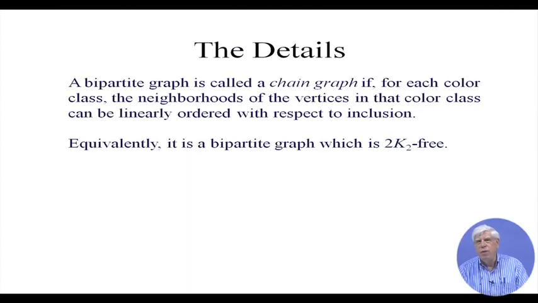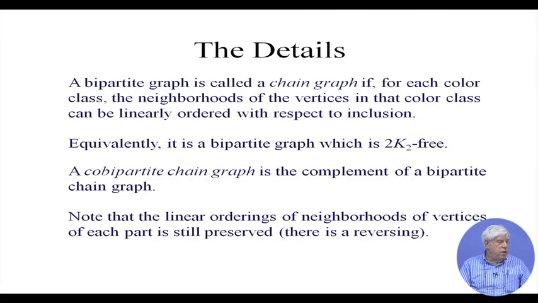Let me go into the details a little bit. A bipartite graph is called a chain graph if for each color class, the neighborhoods of the vertices in that color class can be linearly ordered with respect to inclusion. Equivalently, it's well known in graph theory that it is a bipartite graph which is 2K2 free. That's two edges that are not at all related to each other. Now we note that the linear orderings of the neighborhoods of the vertices of each part is still preserved when you take the complement. So a cobipartite chain graph is simply the complement of a bipartite chain graph.